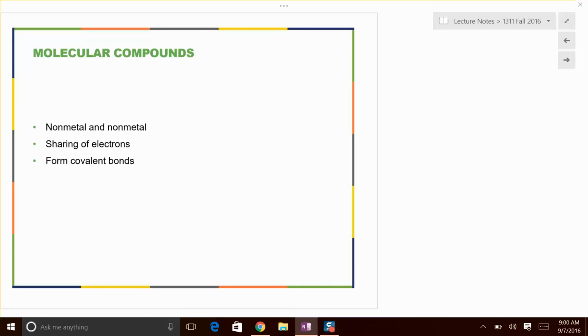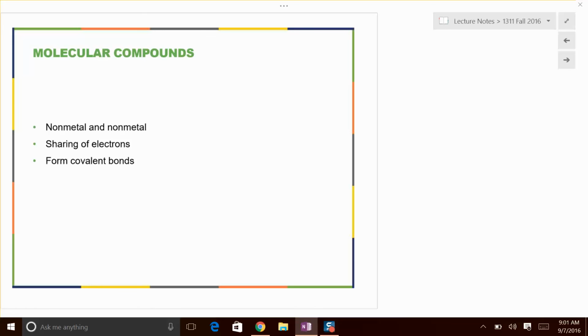Who's going to win? Well, if it's a covalent compound, a molecular compound, neither one of them wins. They share their electrons. They're unpaired electrons, and when they share them, it creates a pair for both of them. And now they're satisfied. They're happy with that. And they form covalent bonds.